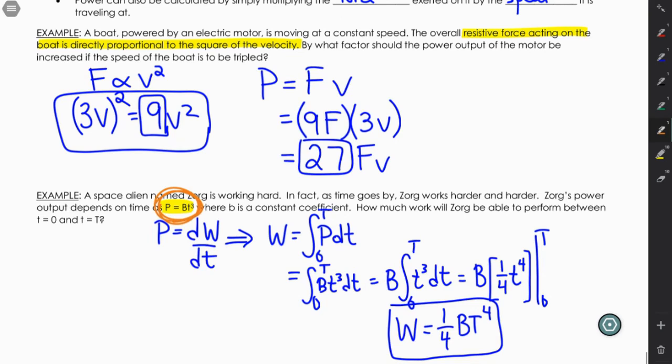Okay, so that's it. You've made it through Unit 3, the WEP unit. Good luck on the test whenever it shows up for you. But we will move into Unit 4 here shortly, which is going to be momentum.